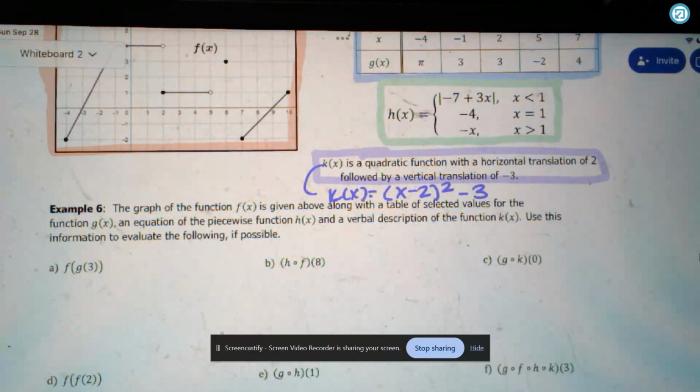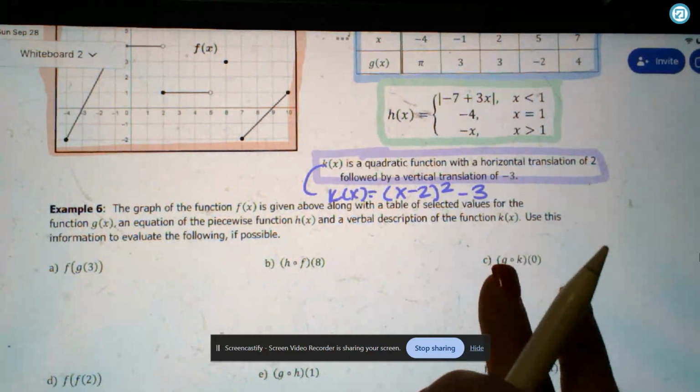Okay, so they want us to find f of g of 3. Okay, so we're going to start at g of 3. Well, where's g?